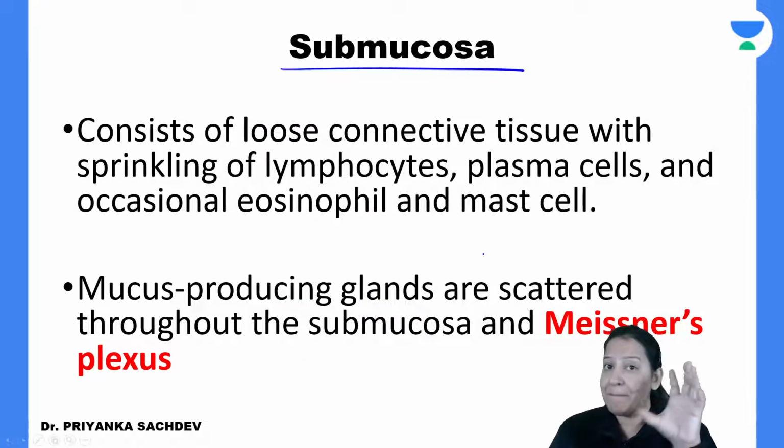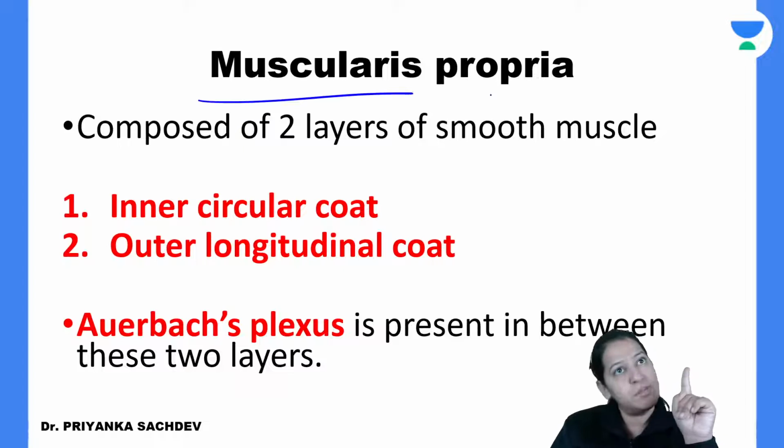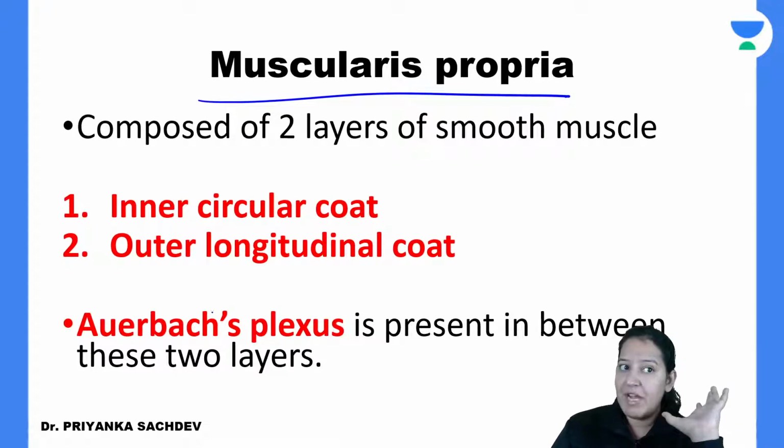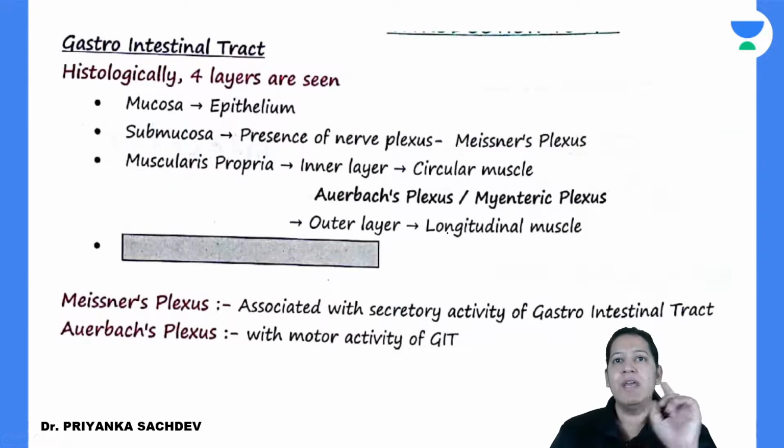In the submucosa there is a plexus of nerves that is known as Meissner's plexus. Please understand this Meissner's plexus. And in the muscularis propria also we have a plexus. The name of that plexus is Auerbach's plexus or myenteric plexus. So we have 2 plexuses. What are the 2 plexuses? So here are the 2 plexuses.